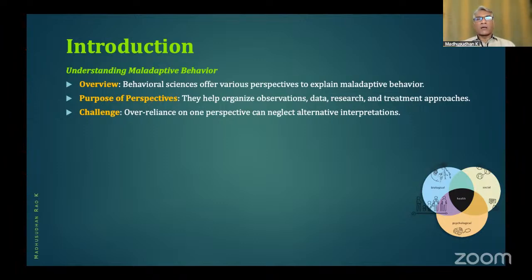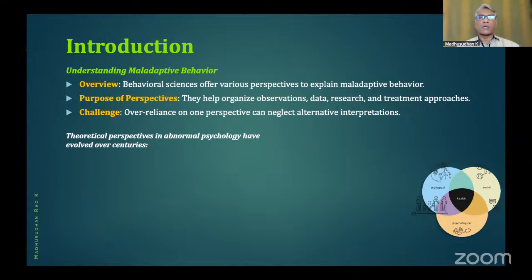So why do we need so many approaches? Because we can't rely on one perspective. If you rely on one perspective, there are chances we may neglect other alternative perceptions or interpretations. So that is the reason we need many, or whenever there is a need for something different, psychologists, theorists, physicists or biologists derive a new perspective based on the advancements in their field.